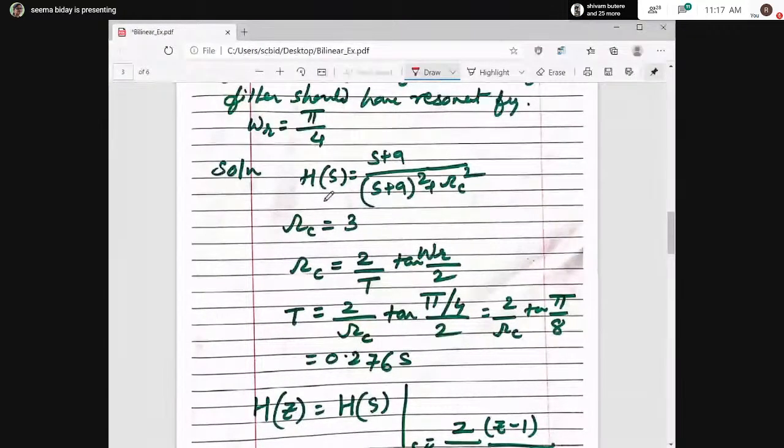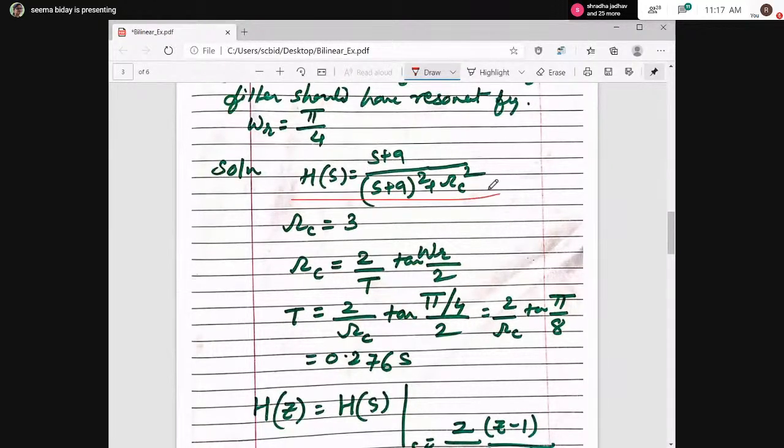H of s equal to, this is the standard general formula for an analog filter. H of s equal to (s plus a) divided by ((s plus a) squared plus Omega c squared). If this is the second order function H of s, then Omega c is the cutoff frequency.